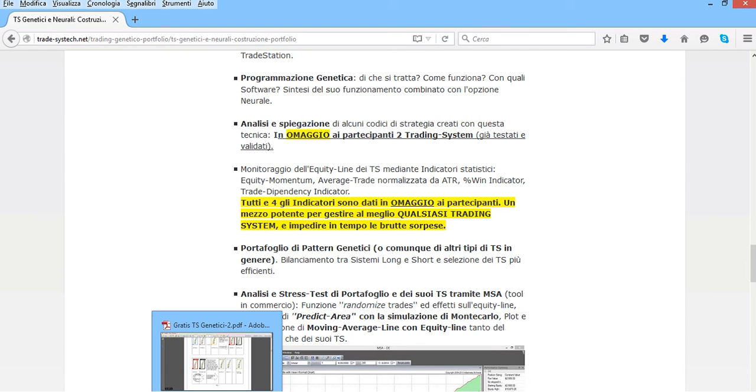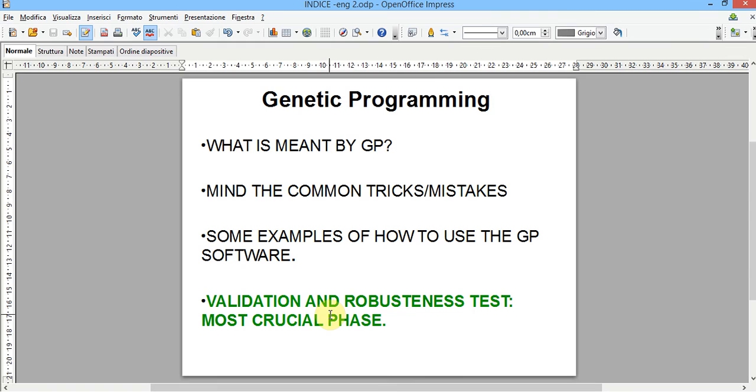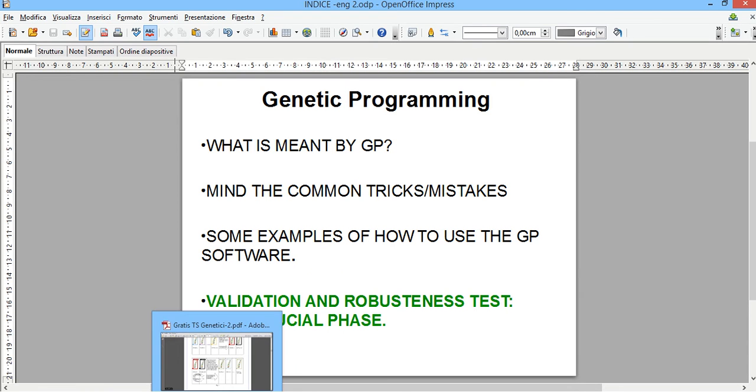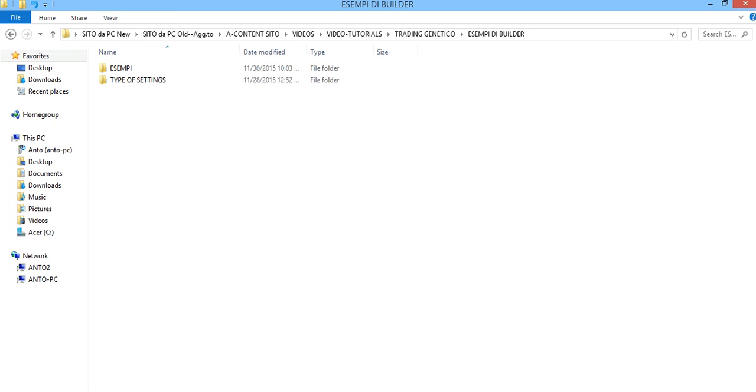So that's, let's say, our first advice. You need to try and do some exercise, some homework regarding the software itself. And if you are very careful, you might find something very interesting. Let's move to some examples.